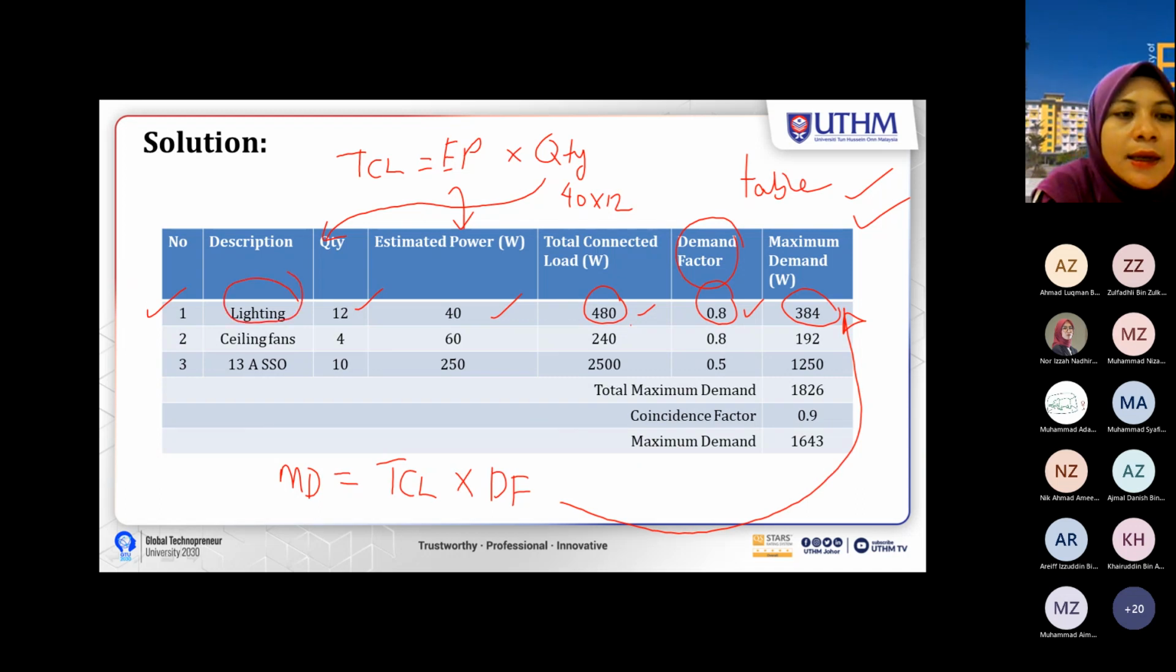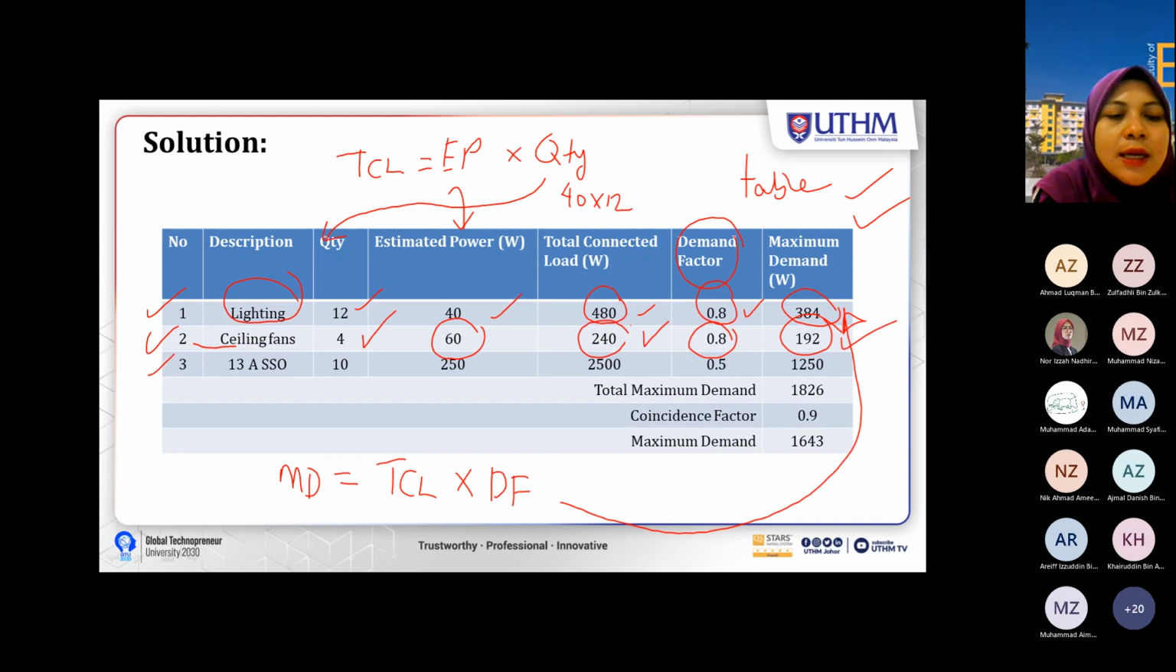Then the second case, ceiling fans. This is for your understanding: if you have many loads, such as ceiling fans, lighting, aircon and SSO, you can just add them in. For ceiling fans, we have 4 quantities and the estimated power is 60. So the TCL is 60 times 4, which is 240. Then you consider the demand factor, and you get the maximum demand of the ceiling fan is 192.